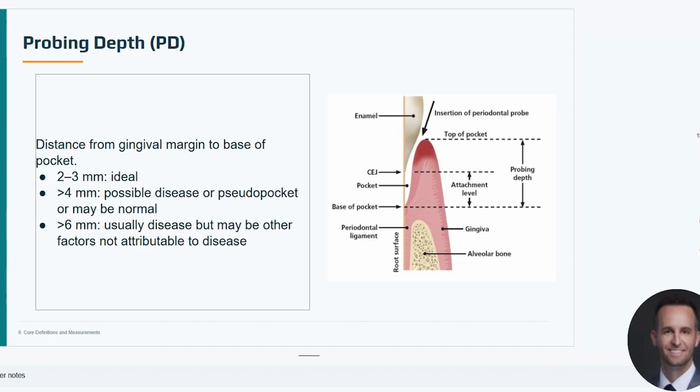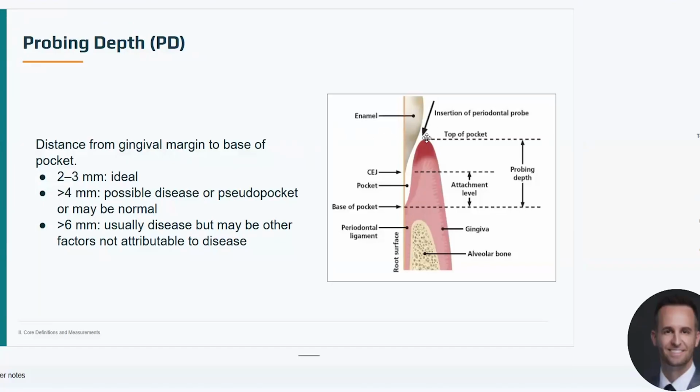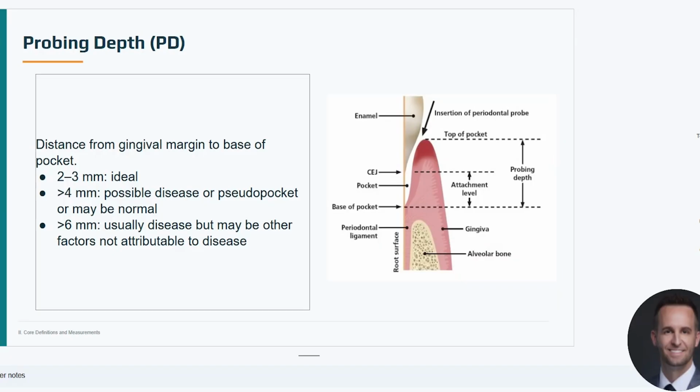Probing depth, simply put, is the distance from the gingival margin to the base of the pocket. So if this is the gingival margin, the edge of the gingival margin, we're placing our probe down in here, and wherever that probe ends, that is the probing depth. In other words, the probing depth is the height of this pocket. It could be 3 millimeters, it could be 10 millimeters. However long this pocket goes down, we need to make sure we're using proper probing force so we get an accurate reading. That is the probing depth.